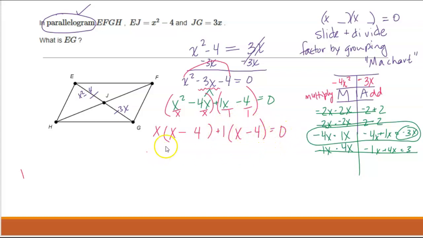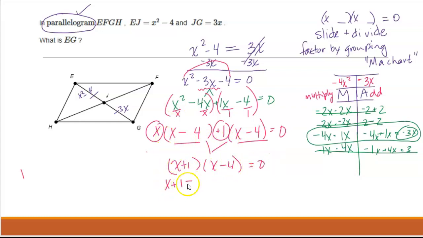Now look, you know it worked when these match. So this is how you write the final answer: x plus 1 and x minus 4. Now we're going to take each of these and solve for x. So you get two little problems, x equals negative 1 and x equals 4.